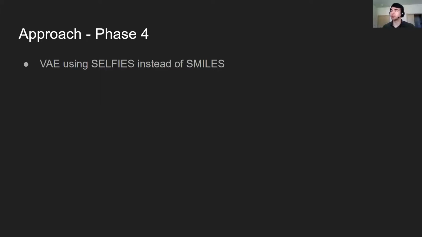So they came up with SELFIES, which is self-referencing embedded strings, and that provides a one-to-one mapping between SELFIES tokens and valid molecules. So unlike SMILES, every single permutation of SELFIES tokens translates to a valid molecule. And yet at the same time, SELFIES manages to capture and represent any molecule.